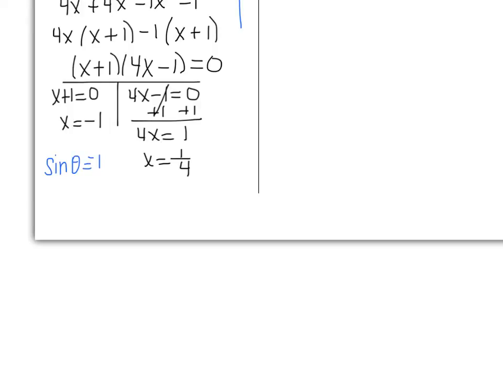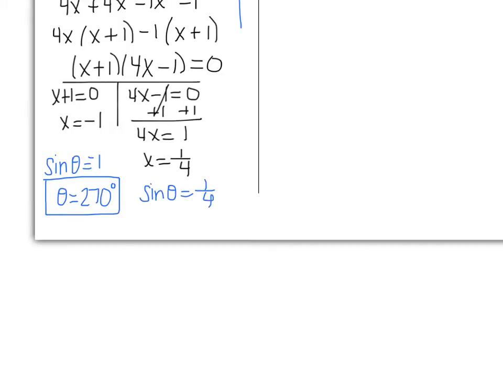Now you should be thinking unit circle. So draw a unit circle and tell me at what y value do I have negative 1. And you should be telling me 270 degrees. That is your answer for here. Okay, now let's do the other side. Sine of theta is equal to 1/4.